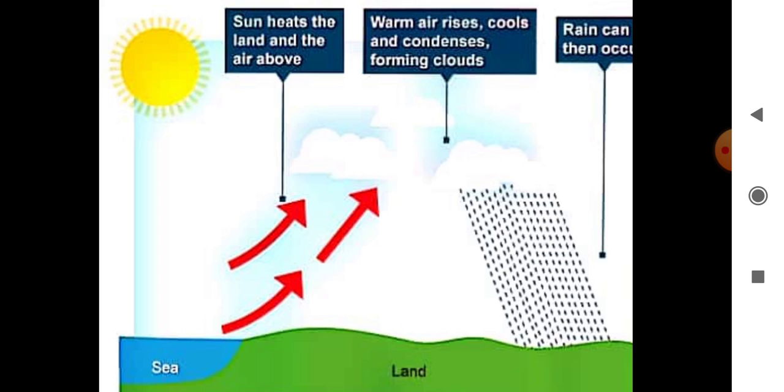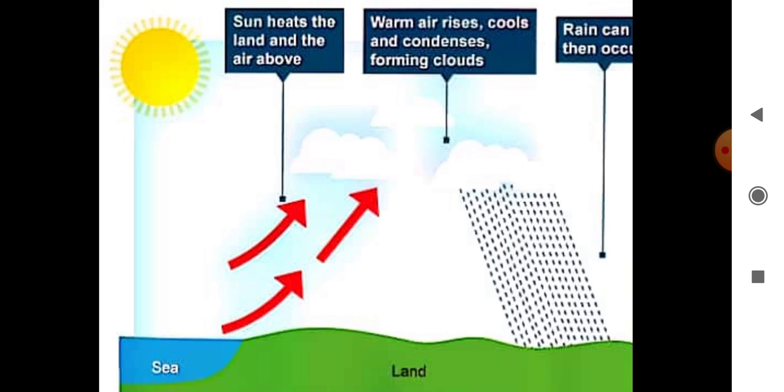Convectional rainfall. Two conditions are necessary to cause convectional rainfall. First one, abundant supply of moisture through evaporation, and the second one, intense heating of ground surface through incoming solar radiation, means insolation. Let's see the process.